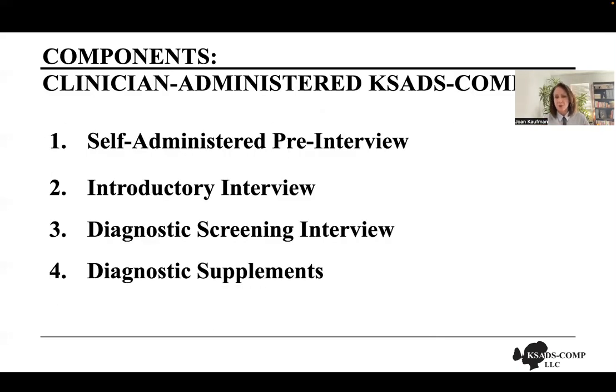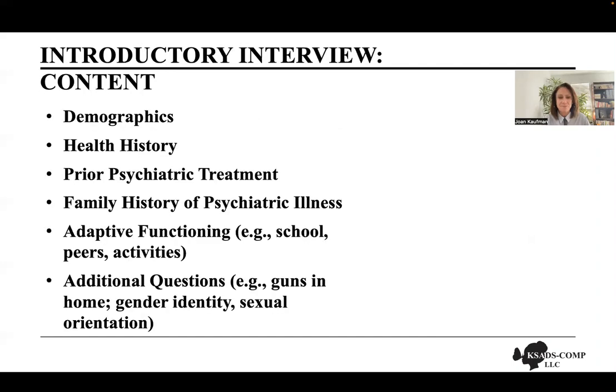All right, so we were talking before about the different components of the clinician-administered KSADS-COMP. Let's talk about the introductory interview. The content includes information about demographics, health history, prior psychiatric treatment, family history of psychiatric illness, information about adaptive functioning in school, with peers, and in other activities, as well as additional information like whether there are guns in the home, youth gender identity, sexual orientation, and the like.